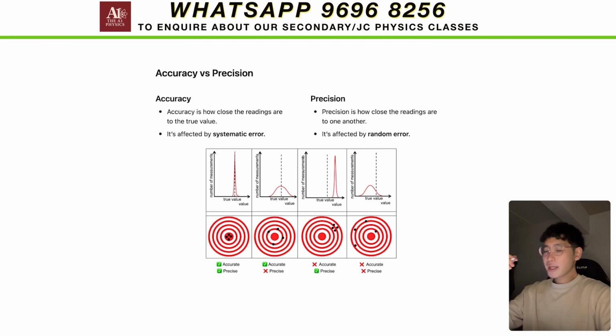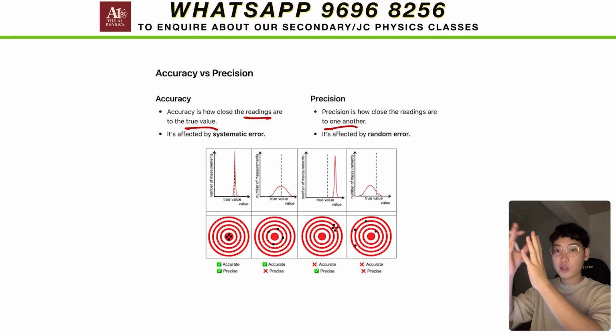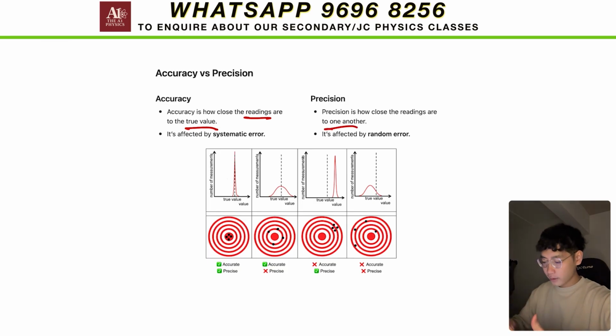Very closely linked is the idea of accuracy versus precision, where accuracy is how close the readings are to the true value, and precision is how close the readings are together. Let's say over here we have this archery target, and we imagine the bull's eye to be the true value. If all the readings are close to the true value and close to each other, we say that it's accurate and precise. If on average they are close to the true value, but the readings are scattered everywhere, we say that it's accurate but not precise.